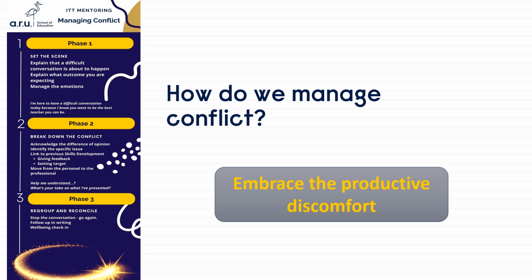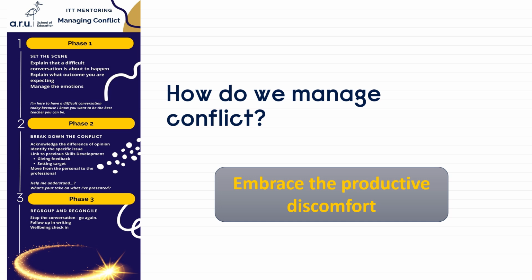Then you're going to move into phase 2, which is breaking down that conflict, acknowledging the difference of opinion, identifying the specific issues, linking back to previous skills development work you've done. That might be around giving feedback, it might be around target setting, and helping the trainees move from the personal to the professional. Everything on placement feels incredibly personal. They're being very vulnerable, putting themselves out there with a group of children, expecting them to learn something. We've got to help them move into that professional space and take feedback in the way that it's intended, which is constructive.